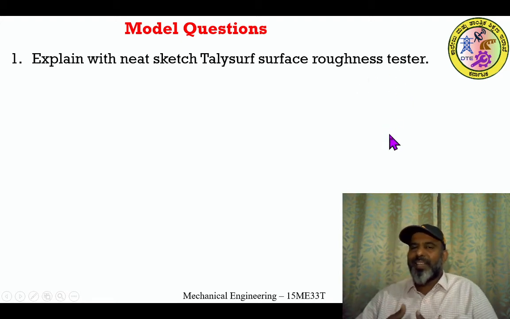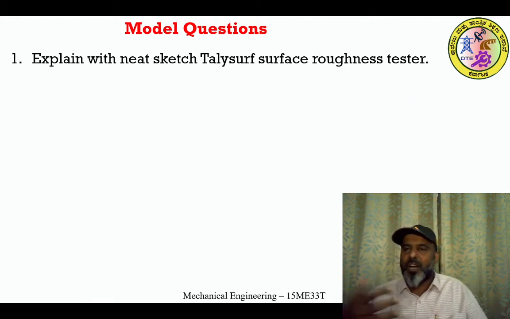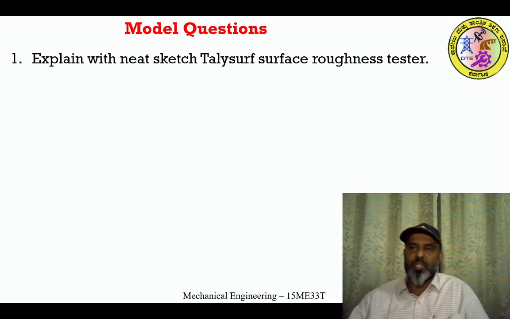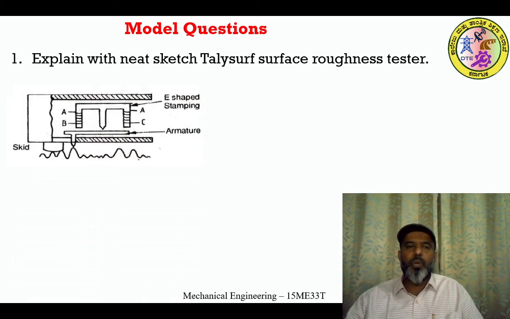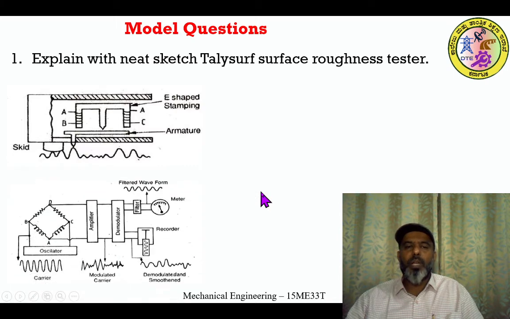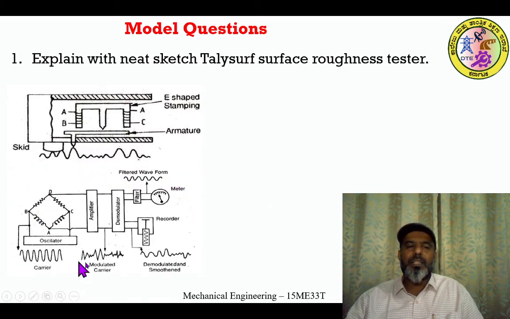Now as a summary, I am going to explain once again what you have to write for this question. First, you should write the schematic diagram of the machine part, which contains the stylus, skid or shoe, armature, E-shaped stamping, and the surface irregularities. Then secondly, you should write the electrical circuit for the TALISURF surface roughness tester.